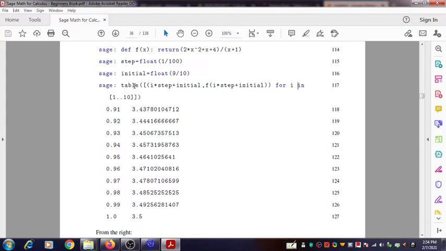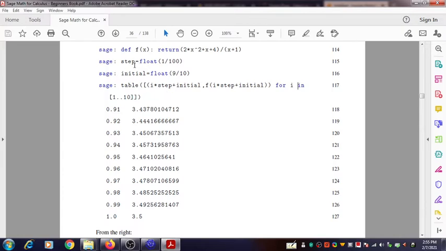See, in the table, after typing table, you can see this bracket, and that bracket is closed here, and then you can see a square bracket. That square bracket is closed here actually. In that square bracket, one more bracket is opened, and after that I star, I into step plus initial is the expression used. I star step, I into step plus initial.